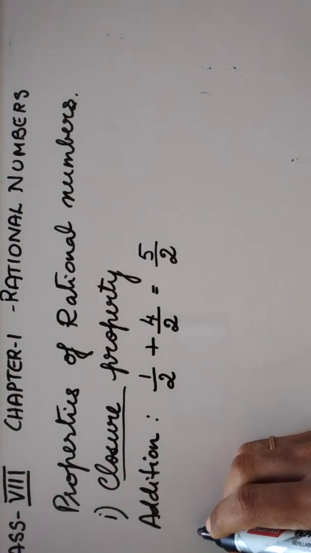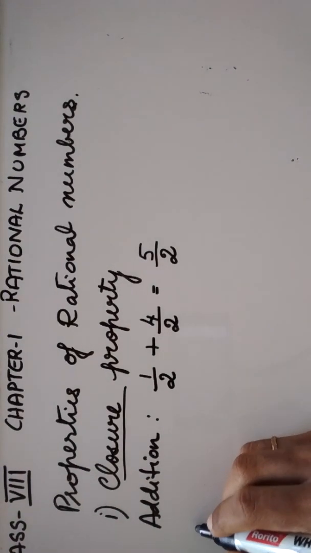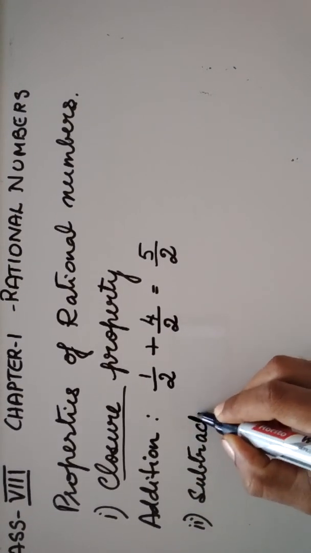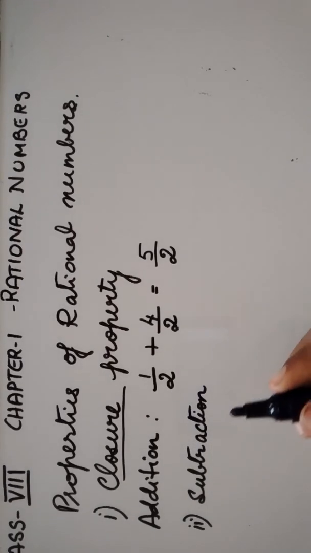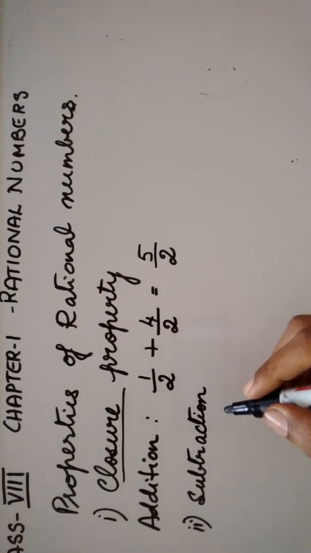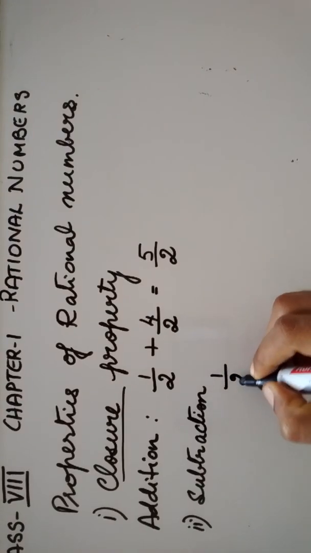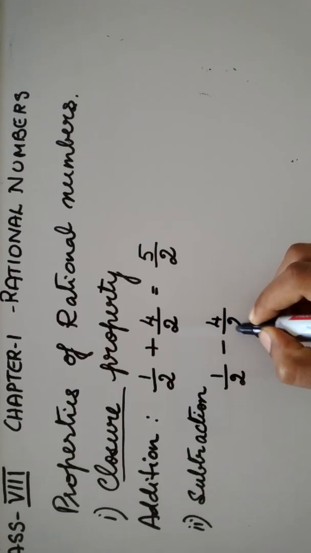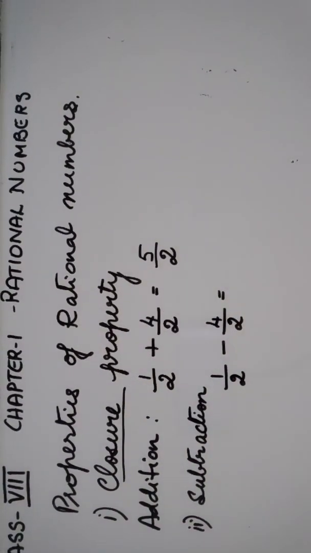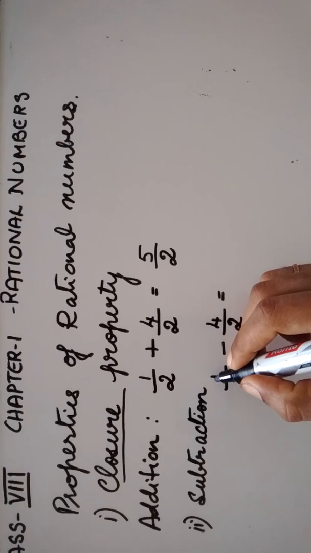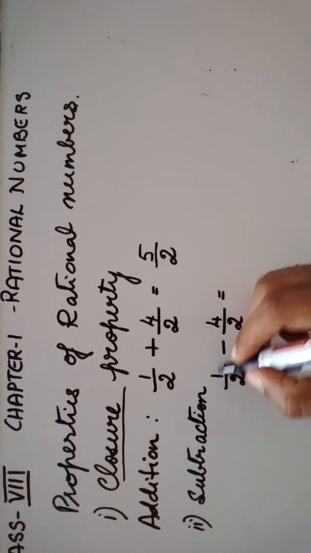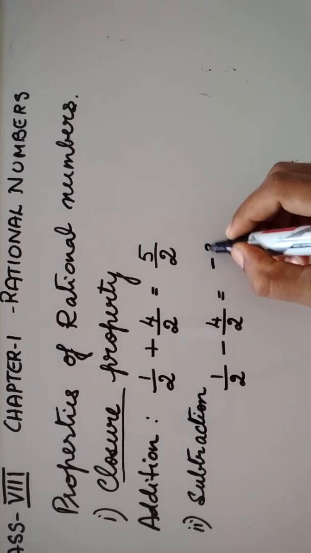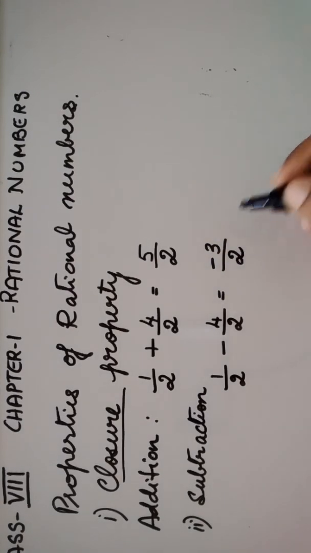Next, let us check with subtraction. I'll take the same numbers, that is 1 by 2, and since it is subtraction, I'll put the minus sign here, 4 divided by 2. What is 1 minus 4? It is minus 3 divided by 2.